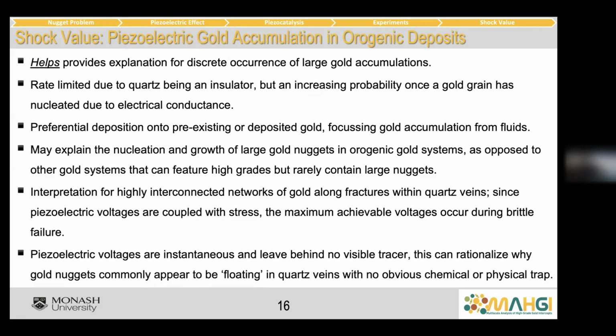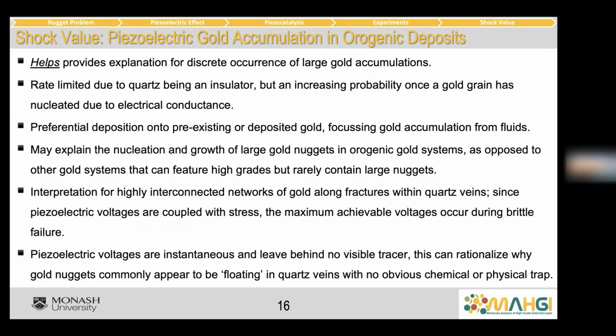I think it helps explain how you can get gold from a large volume of fluid into a discrete location, whether it's destabilized by another mechanism, or whether it has to be a remobilization thing. It's all fine. And I think it does help explain these interconnected networks in these large gold nuggets. So it is rate limited. Quartz is an insulator, but once gold has deposited, you get a sort of increased return. Now that you have an electrode in your system, it'll actually help grow into a little area. So that's our preferential deposition.